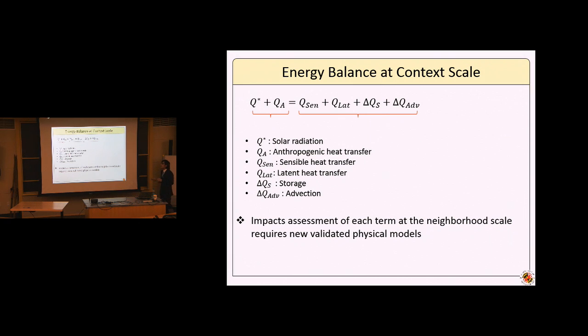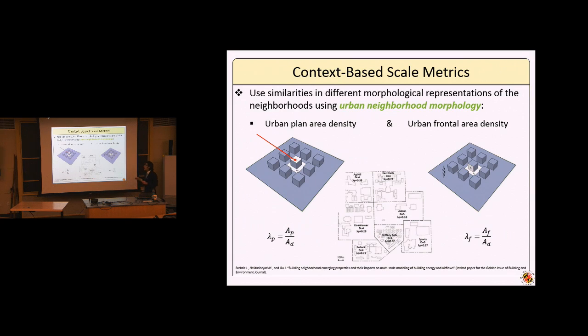The other thing is, when I'm looking at these terms, I need to make sure I have good physical models to study those. So let's say I'm looking at, as I mentioned before, convection. Do I have an appropriate convection heat transfer coefficient to study that or not? If I'm looking at the solar radiation, do I have good models to account for the height variation, let's say, in the buildings when the shadowing happens? So to make sure I could generalize part of my research results.